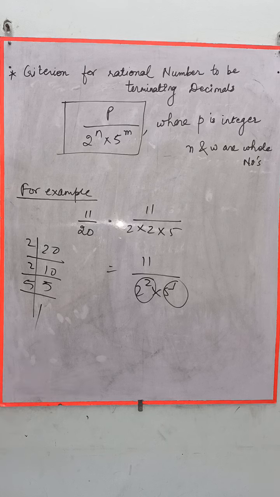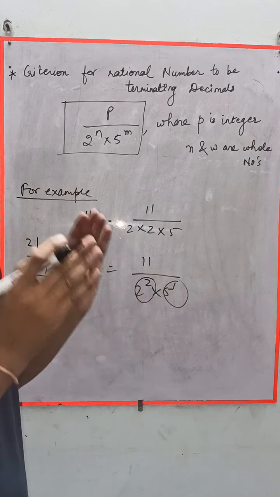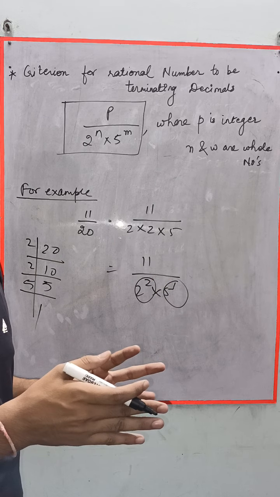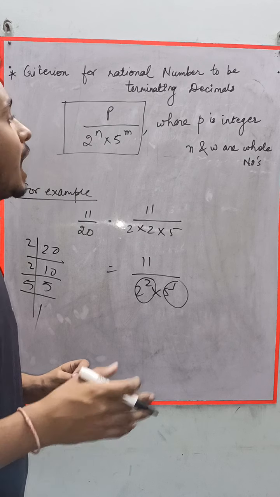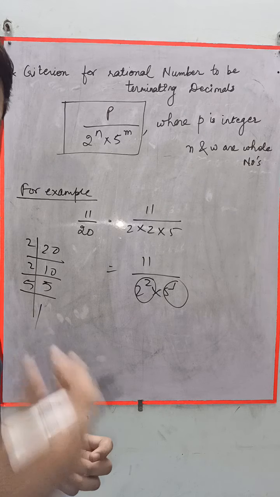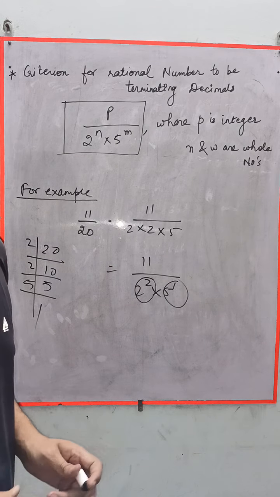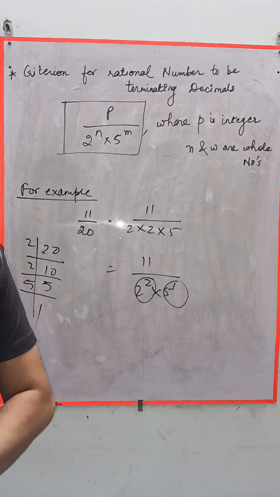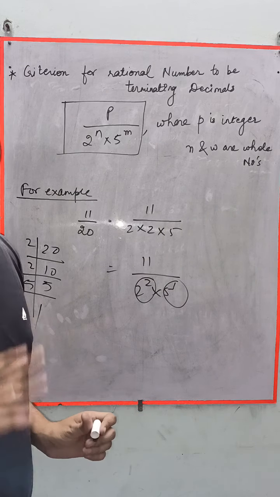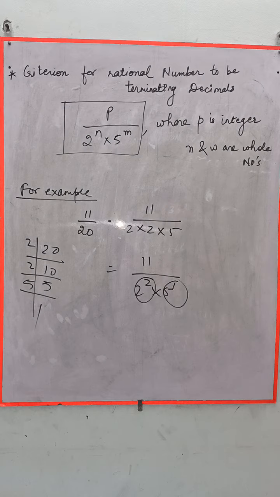Now for the non-terminating decimal, how can we convert the non-terminating decimal into a rational number? That we will see in the exercise. And the rest, how to compare which is greater and which is smaller between two rational numbers, all this we will see in the exercise. Okay, so let's start with the exercise now.